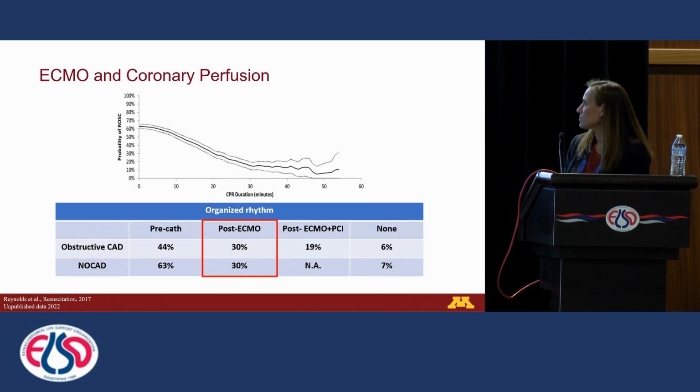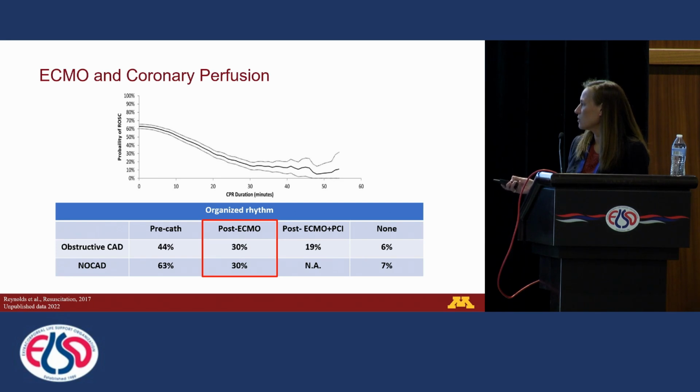So if we think about the probability of achieving ROSC as the duration of CPR lengthens, this was a study in British Columbia of 2,500 patients, and you can see that the longer you're receiving CPR, the less likely to achieve ROSC. And this is probably many, many factors. Terrible metabolic derangements, but also possibly some contribution from poor coronary perfusion. This is some unpublished data of ours, and I want to just highlight a few things here.